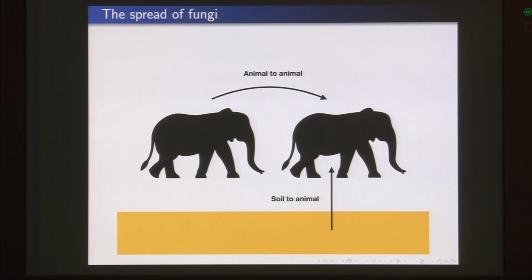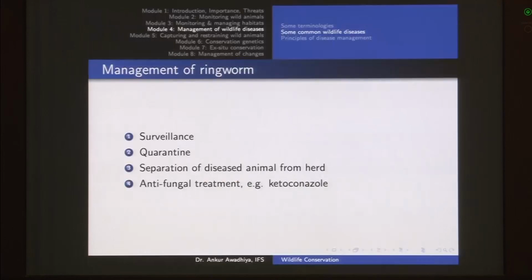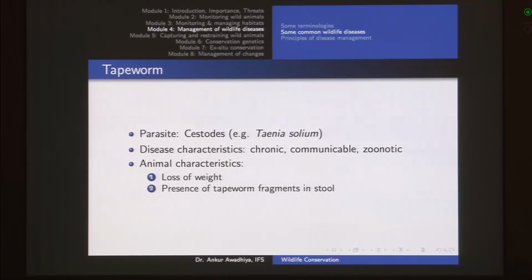So even if you do not have ringworm in the system, it may come up suddenly, and you need to keep the animal dry, you need to use some antifungal treatments, and you need to separate the diseased animal from the herd so that it does not spread the disease any further.